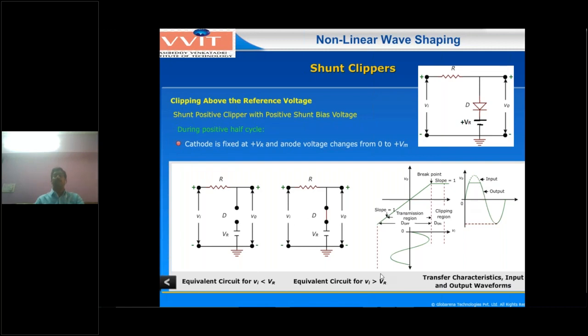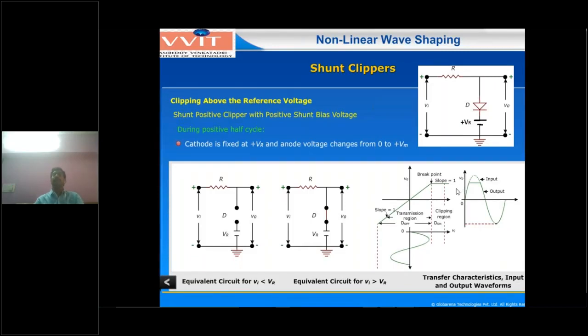Whenever the input voltage VA is greater than VR, that is the second case. Now the diode anode will be more positive, in between 3 to 5 volts, while here it is only 3 volts. So the diode will be in forward bias condition. Forward bias means it acts as a short circuit. Once it is a short circuit, the output voltage is parallel to the reference voltage VR. That means for input voltage VA greater than VR, the output voltage V0 equals VR, slope equals 0. This is clipping above the reference voltage. Above the VR reference voltage, the input waveform will be clipped off.